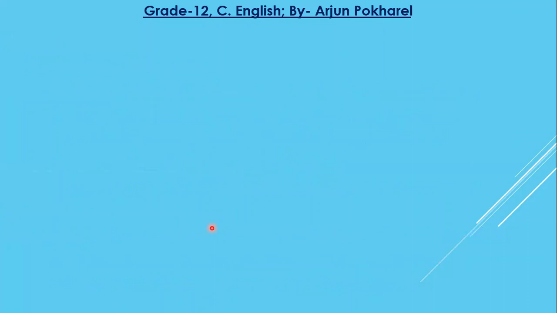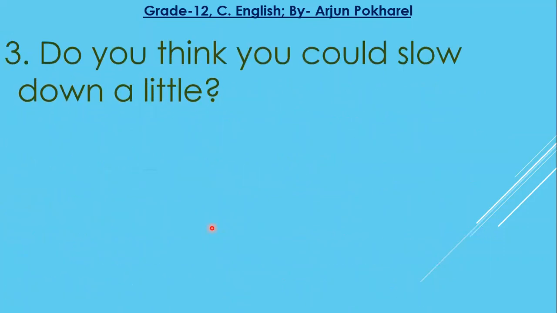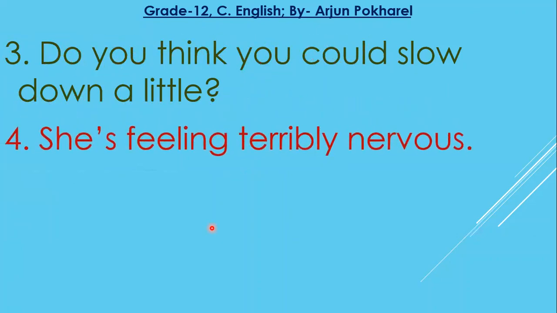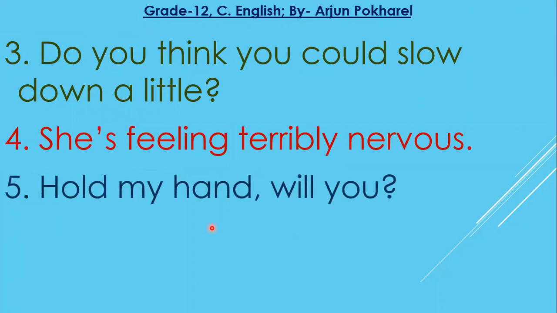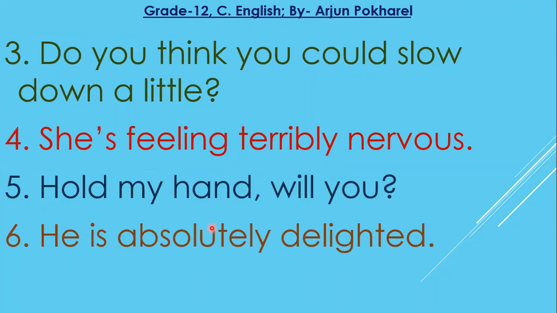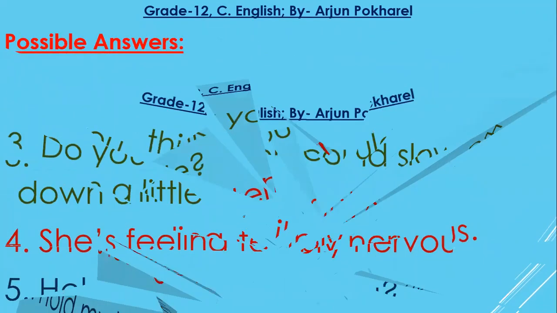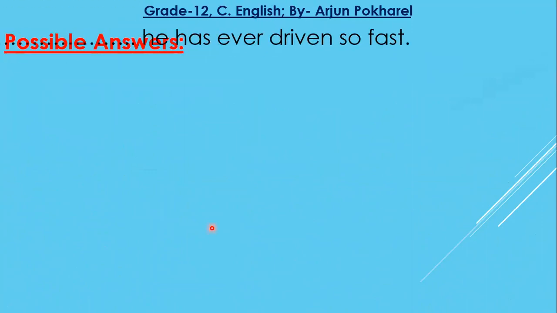God, this is embarrassing. And the next one is, do you think you could slow down a little? You can see that in your book. And she is feeling terribly nervous. Next, question number 5 is, hold my hand, will you? Question number 6 is, he is absolutely delighted. And question number 7 is, I hope they get there all right. I would like to show you the possible answers to these questions.